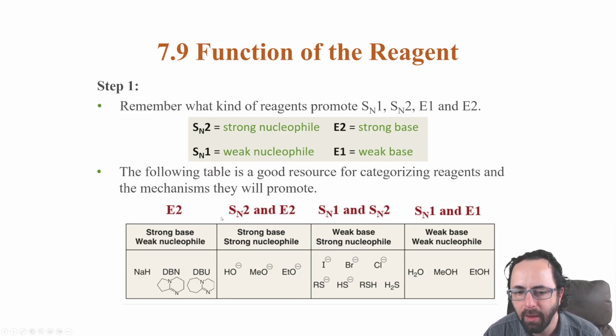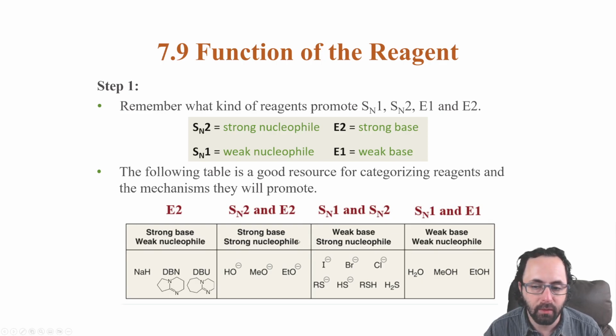But if we have a strong base that is a weak nucleophile, and some examples of this are sodium hydride and DBN, DBU right here, these ones will favor E2 reactions. However, if we have a reagent that is both a strong base and a strong nucleophile, this will support both SN2 and E2 reactions. And what will decide which one happens is more the substrate at that point. But we'll get significant amounts of both a lot of the time.